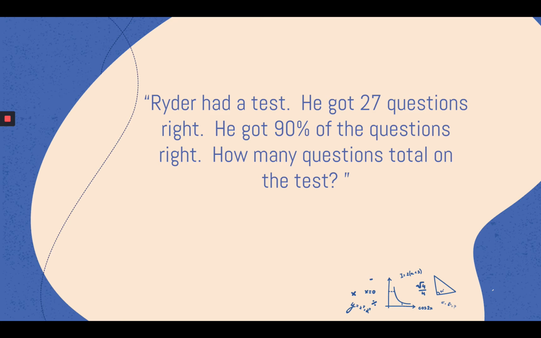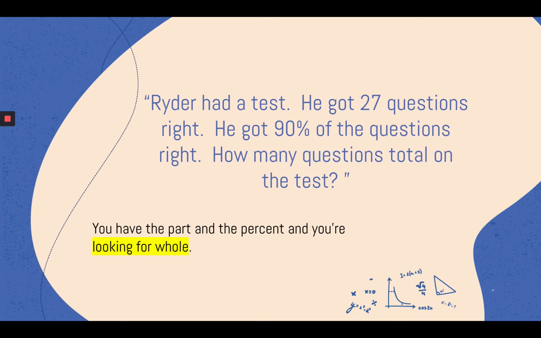So we had 3 types of questions. This is the first time Ryder had a test. He got 27 questions right. That's the part. He got 90% of the questions right. How many questions total on the test? That's when you're looking for the whole amount. We haven't done this type of question yet. But you got the part and the percent. You're looking for the total.